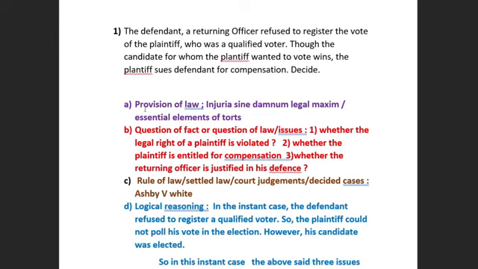That means here you can easily remember this PQRLM. So this is the invention of our Tech Brainz channel. Here the provision of law with regard to this one. Here we have to write the injuria sine damnum legal maxim or essential elements of torts. So what are the essential elements of torts you can know.